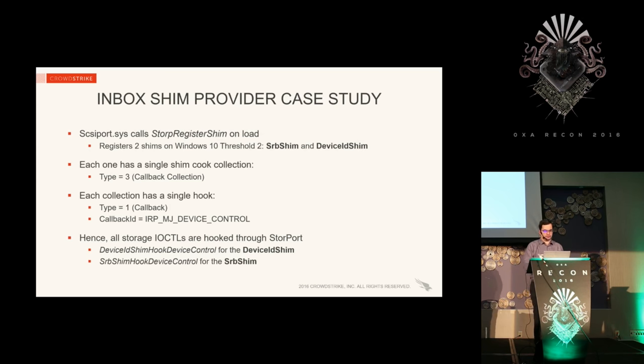So let's look at one of those examples. SCSI port registers a shim. Two shims, actually, SRB shim and device ID shim. Both of those only have one hook collection. It's a callback collection, and there's a single hook for that callback collection, which is the hook for IRP MJ device control. So any ioctls sent to store port, or through store AHCI, which store port is hooking, will be hooked. And there's a function, device ID shim hook device control, which hooks ioctls for the device ID shim. And there's SRB shim hook device control, which hooks the ioctls that SRB shim is hooking.